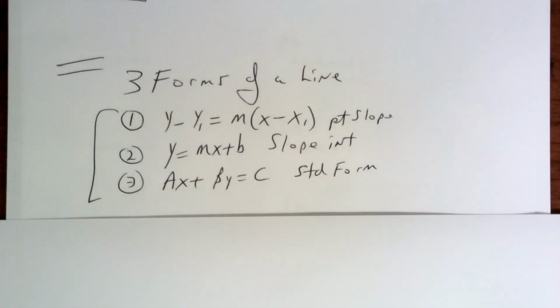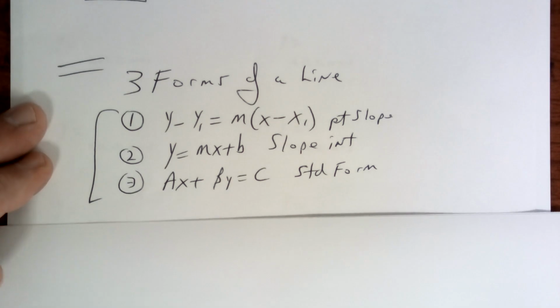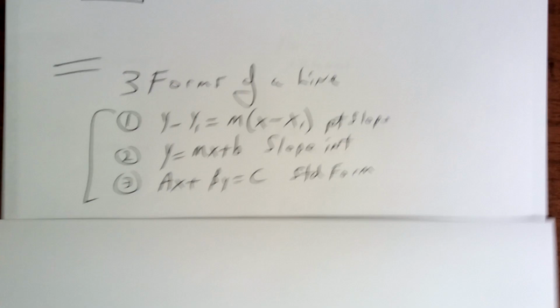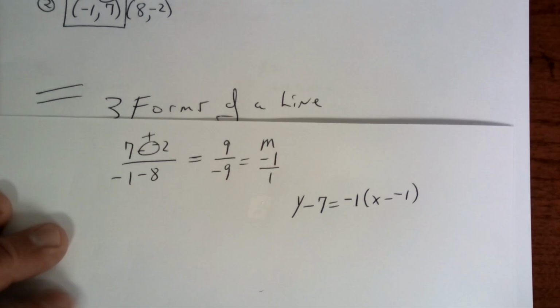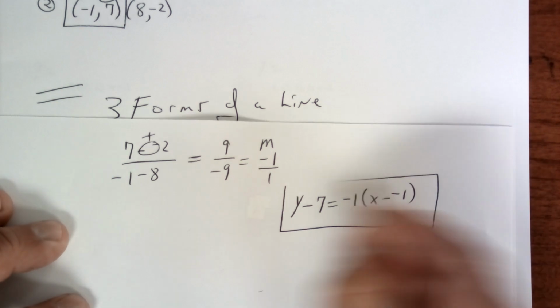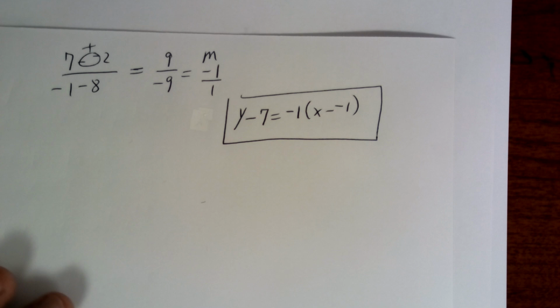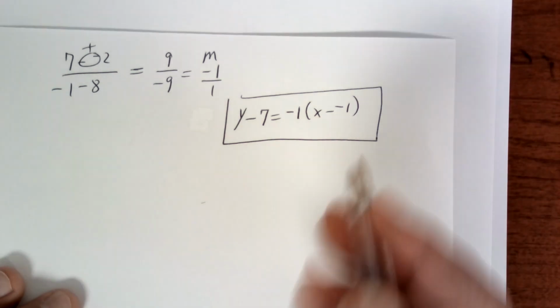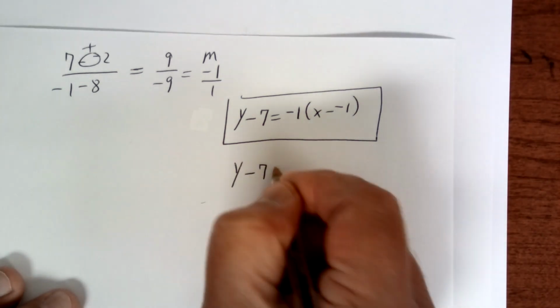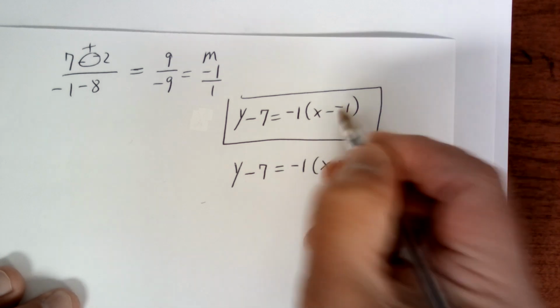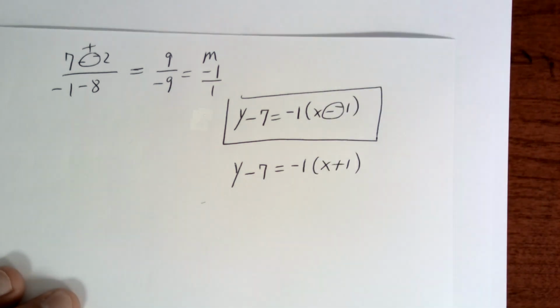Now, what we're doing today is, if we take, say, this equation right here, all right, let me go back to this one. So copy this one down again. All right, we're going to go through all three forms now. This is point slope. So we're going to say y minus 7 equals negative 1 times x plus 1, because that's a double negative. Now we're going to distribute.